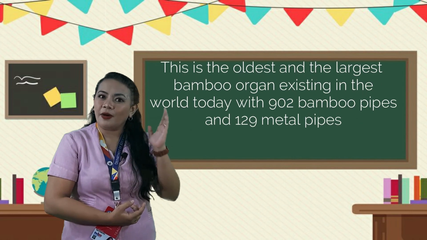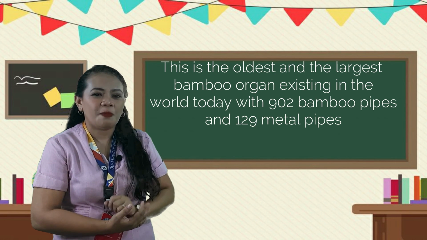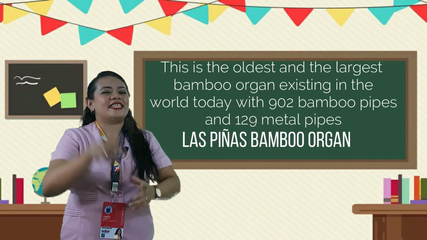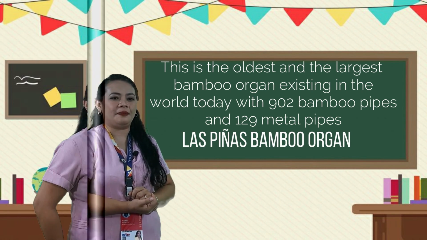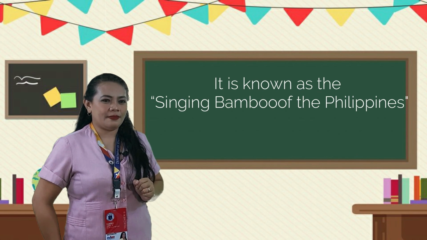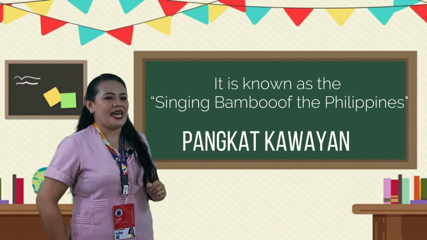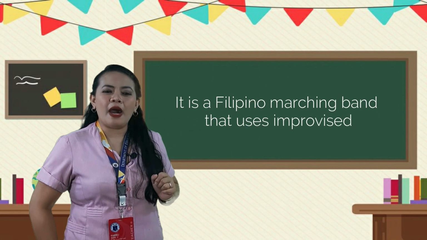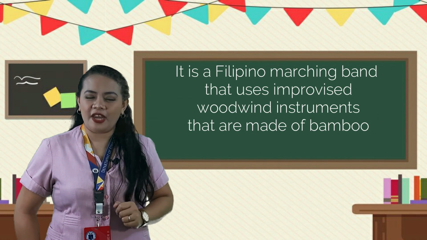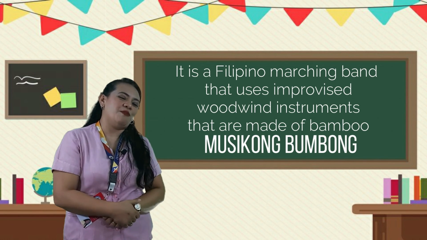How about the oldest, the largest bamboo organ that has 902 bamboo pipes with 129 metal pipes? Yes, that's the famous bamboo organ. What is known to be the singing bamboo of the Philippines? Yes, that's right, Pangkat Kawayan. And how about the Filipino marching band that uses improvised woodwind instruments made of bamboo? Very good. That's Musikong Bumbong.